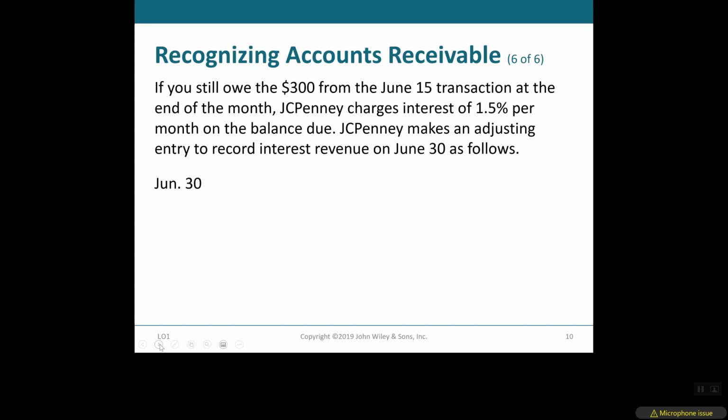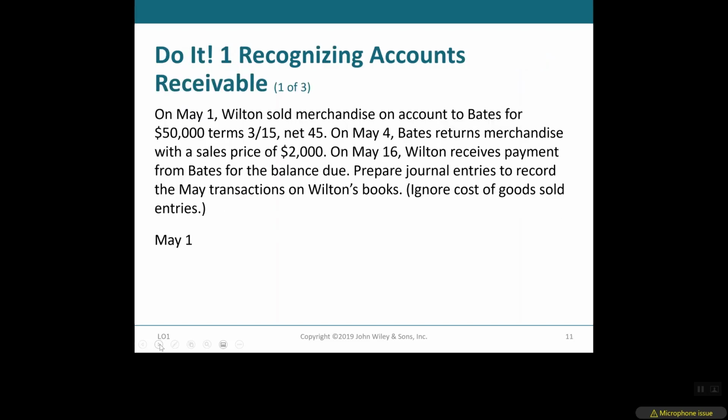So JCPenney makes an adjusting entry to record this. We have accounts receivable for the interest, 2.25, and we have interest revenue of 2.25. That's the extra that JCPenney will charge. So this is an example. This is a do it. You may want to just pause, do it yourself, and see what the answer looks like.